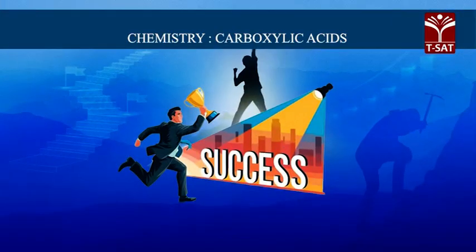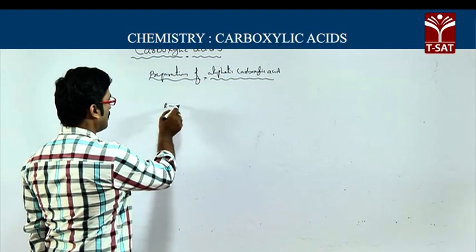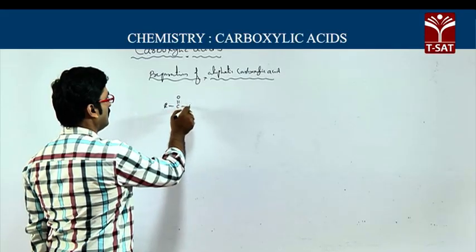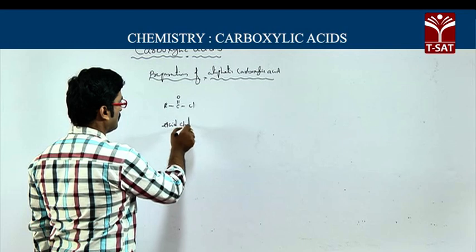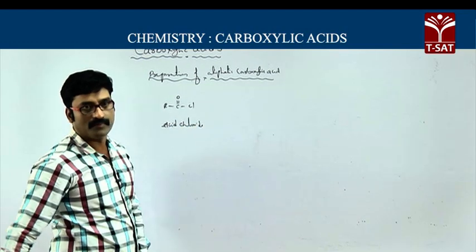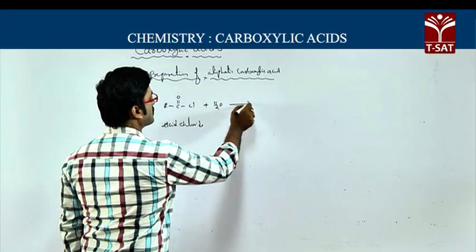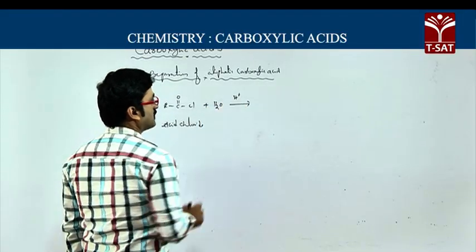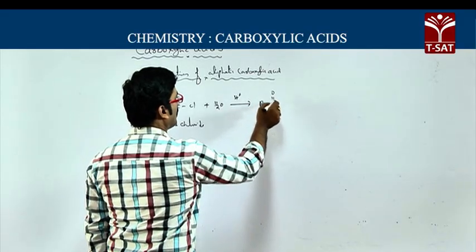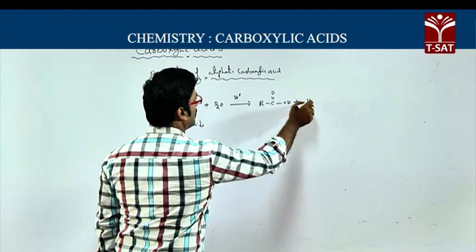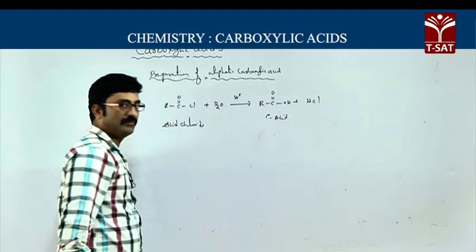Now, from acid halides, R C double bond O. Here I am taking acid chlorides. This acid chloride on hydrolysis in the presence of H plus gives R C double bond O, OH plus HCl. You get carboxylic acid and HCl.